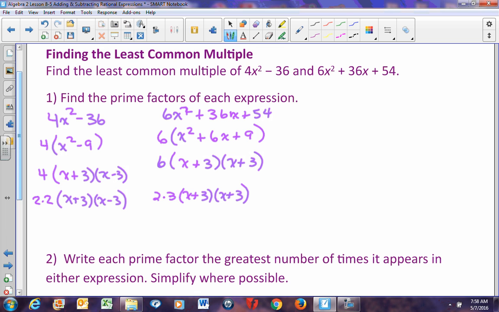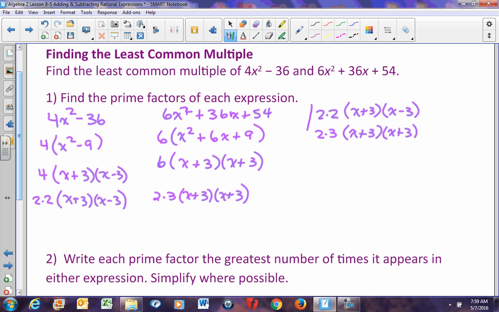Now, the next thing I like to do is write these expressions over each other. So I'm going to have 2 times 2 times x plus 3 times x minus 3. And then I have 2 times 3 times x plus 3 times x plus 3. I do this because then I can look and say, what do they have in common? Because what they have in common, you only need to take once.